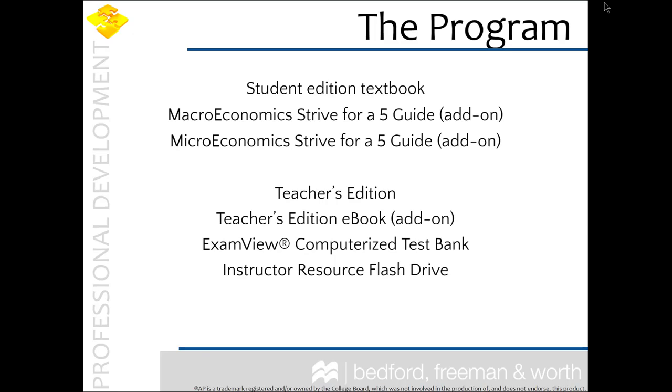Before we get started, let's review the materials you have received with your order. If you have ordered at least a class set, you should have received a teacher's edition, an ExamView test bank, and the teacher's resource flash drive. It is possible that you received a URL and password to download the flash drive digitally versus receiving an actual flash drive. Please note that some components such as ebooks, Launchpad, Sapling, or Strive for 5 guides are not automatically added to your adoption. These components require additional purchases. If there is anything you have not received, please contact your local sales representative.